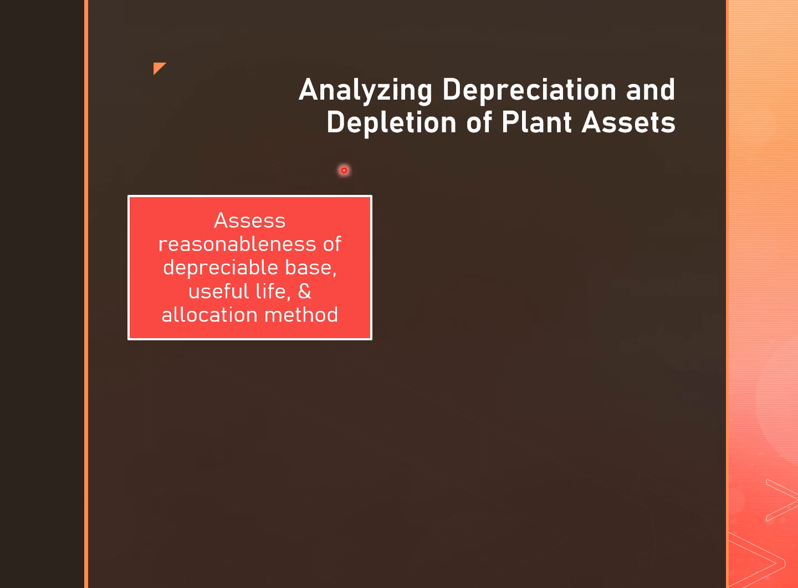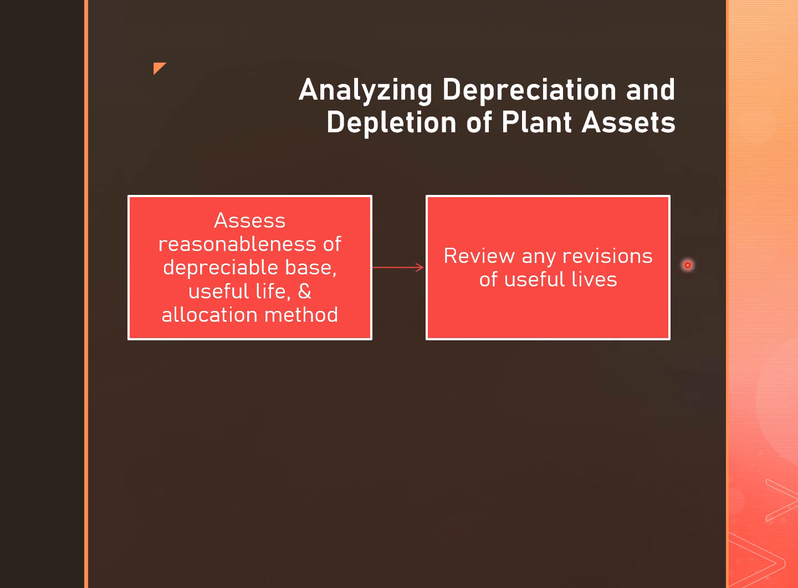So, if you are the analyst, you will assess the reasonableness of the depreciable base, the useful life and the allocation method. Okay, is the method used reasonable, the useful life that was taken? Then you review any revision of useful life. Did they revise the useful life? If they revised it, why? Is the asset's life getting longer, so you add, or did they shorten the life of the asset, for example?